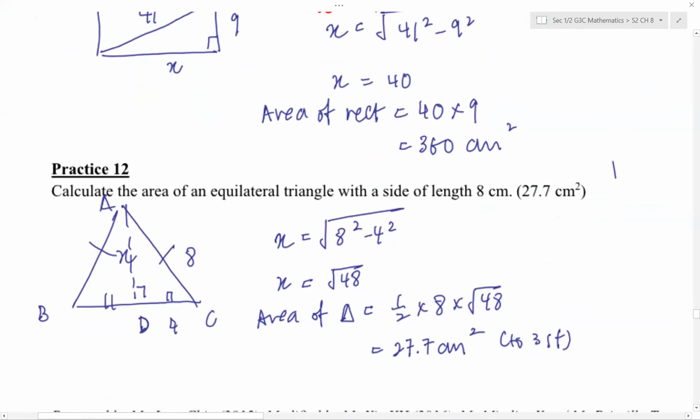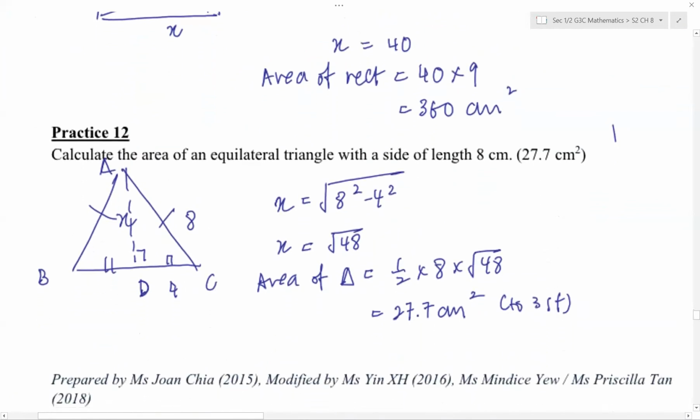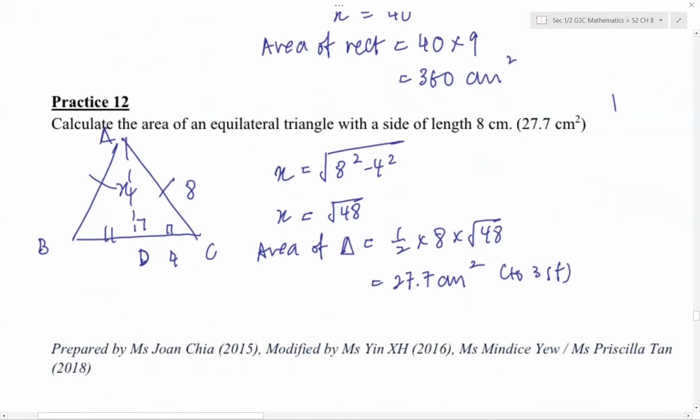Practice 12. So here we have an equilateral triangle, side of length 8 cm. Equilateral triangle, so all the sides will be the same length: 8, 8, 8. Okay, 3 8s only. And then find the area.